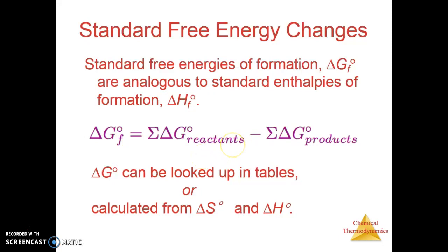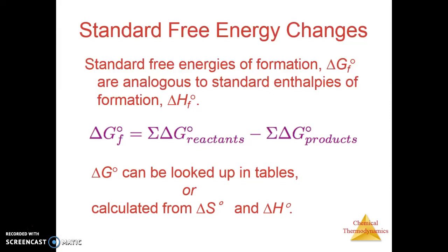Wait a second. Should that be products minus reactants? I'm thinking there's a typo in that. Yep, this should be products minus reactants. So I just realized that this is wrong. This should be the sum of the delta G's of the products minus the sum of the delta G's of the reactants.